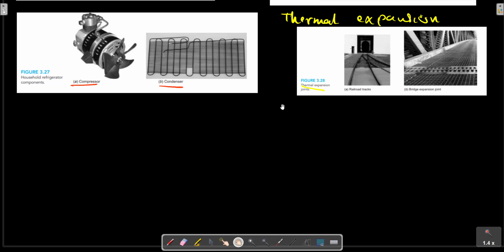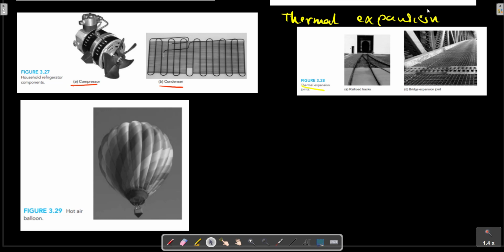We have an example also here. A hot air balloon: the buoyancy forces act on the low density air, which goes to vertical motion.